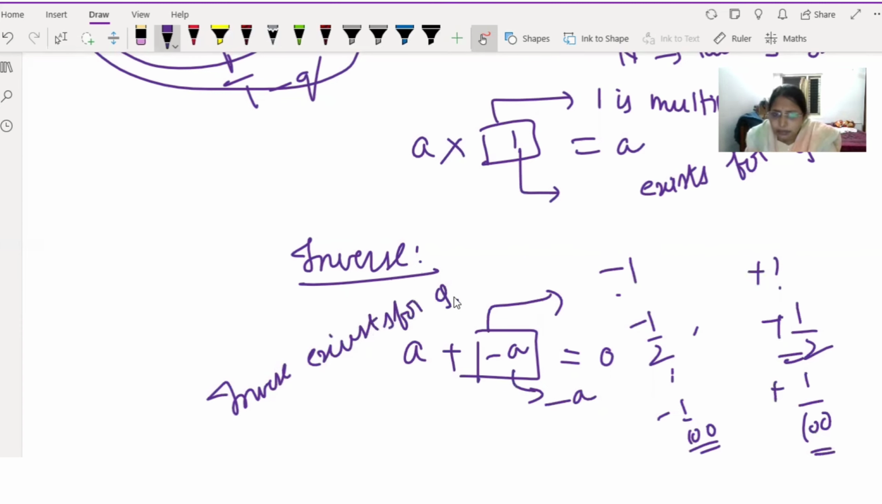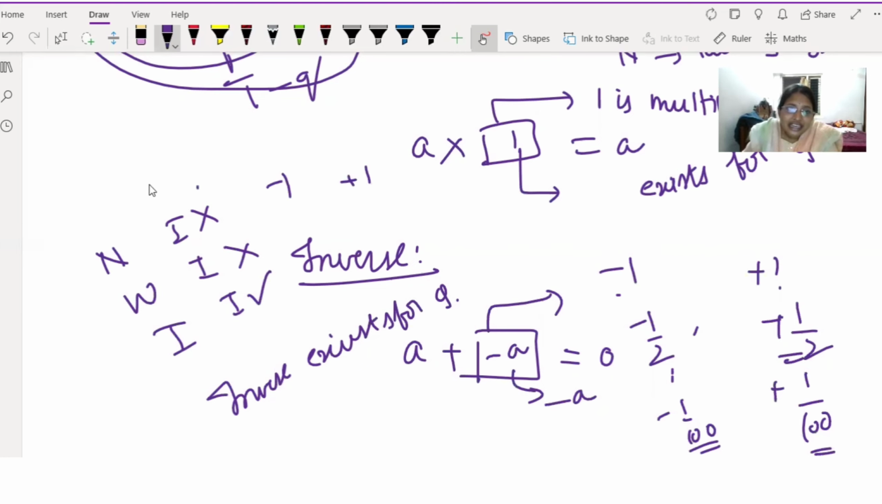Can you say for natural numbers inverse exists? Inverse does not exist. For whole numbers inverse exists? Does not exist. For integers inverse exists? Yes, inverse exists, because opposite numbers are there, right? Additive inverse exists for integers. For rational numbers, additive inverse exists. So for integers and rational numbers, additive inverse exists. For natural numbers and whole numbers, additive inverse does not exist.